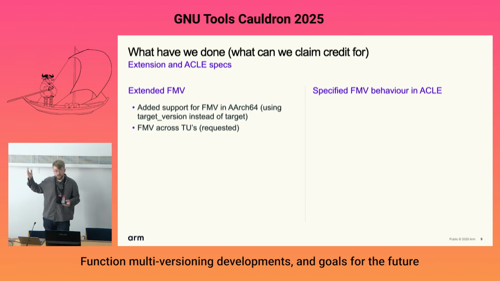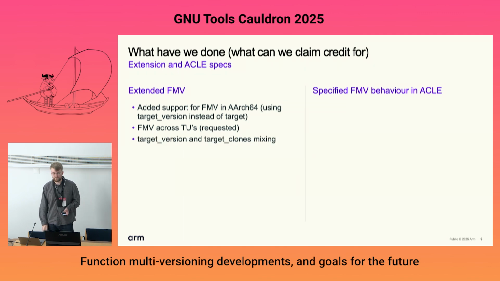So because we're using this target version attribute instead of target, we've decided that's enough to diverge semantically. So one of the things we support is functional multi-versioned translation units. Another thing we wanted is, previously you could only define a function set with just target versions or just one target clone.